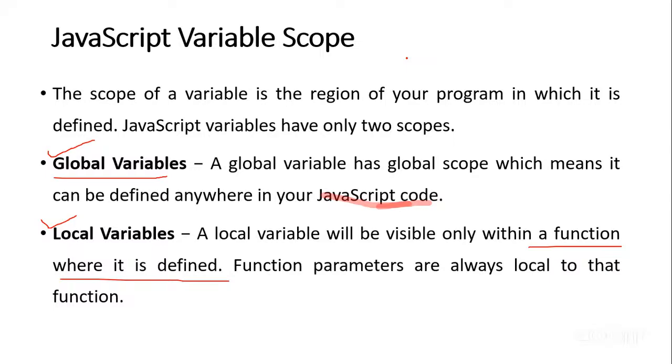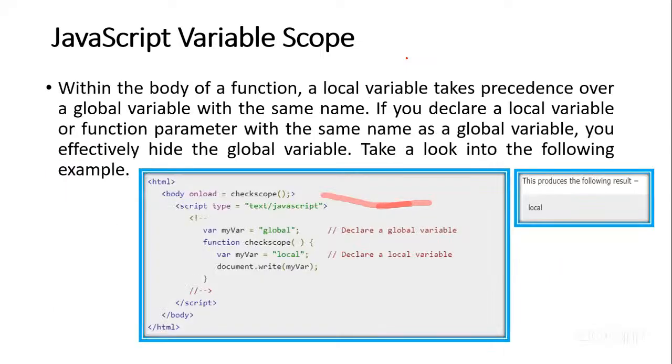Second one is local variables. Now, see this. Let me give a simple code to understand the concept of local variable and global variable within the script tag.